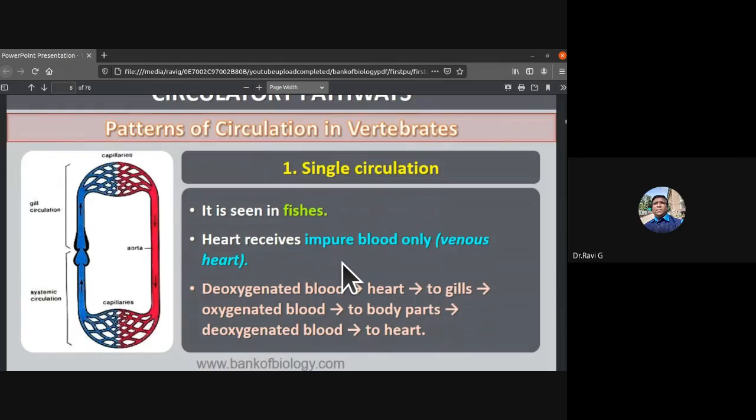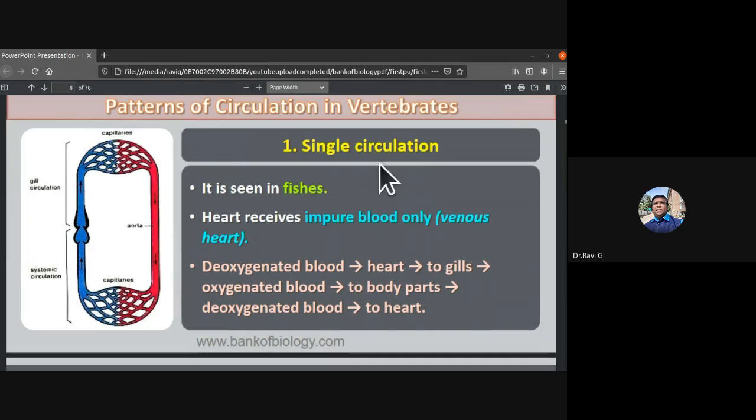So the patterns of circulation in vertebrates: single circulation is seen in fishes. You notice that they have a two-chambered heart, an atrium and a ventricle. The heart receives only impure blood, a venous heart, so they are going to receive the impure blood.